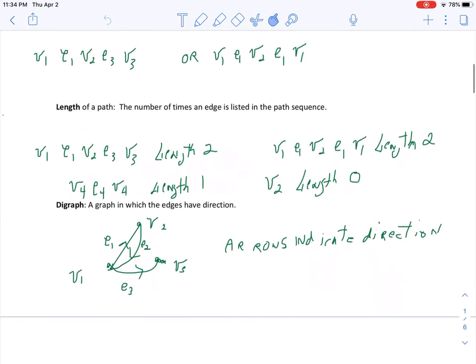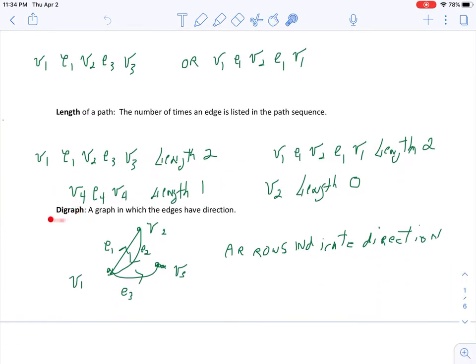And now I want to talk about what a digraph is. Well, a digraph is a graph in which edges have direction. So not only do I have an edge, but some edges are only one way. I can only walk one way. Here's an example. If I look at the edge E1, I have this little arrow here that says I can only walk from V1 to V2. I cannot walk from V2 to V1. And that's what a digraph is. Digraph is short for directed graphs. So the point is, the arrows indicate the direction.